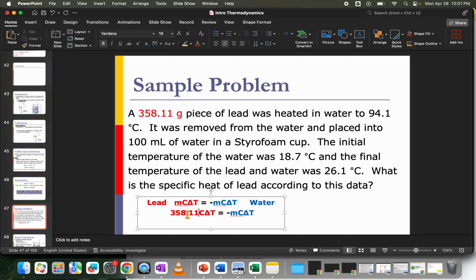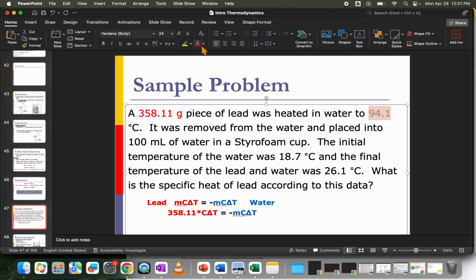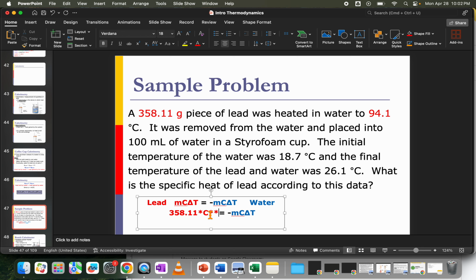358.11. And I'm going to put my time symbol in there since I'm not going to have variables by the time I'm done here. It was heated in water to 94.1. So that's also referring to the lead. So this is being heated up to 94.1. Okay, so that's our starting temperature. So for our change in temperature, we're going to have 94.1 as our starting, and we need our final.